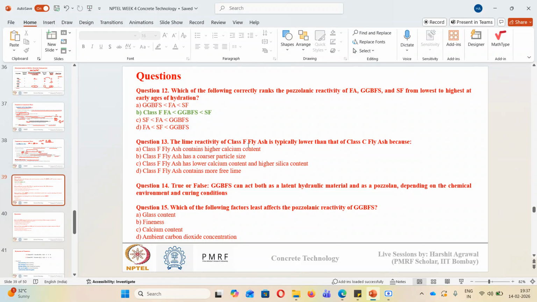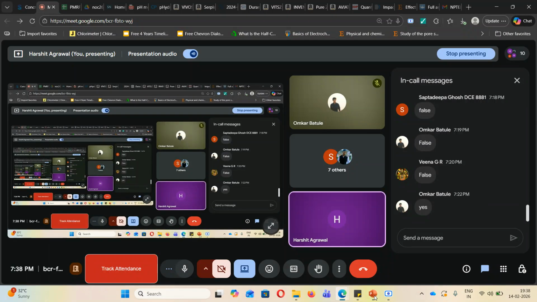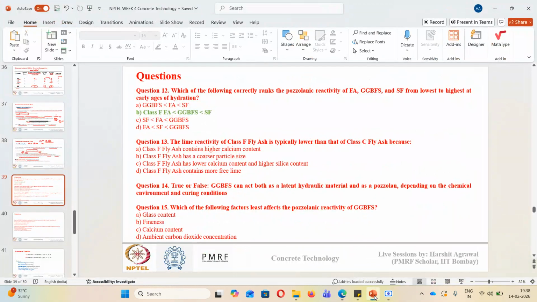The lime reactivity of class F fly ash is typically lower than class C fly ash. Why? So I have a batch of class F fly ash and I have a batch of class C fly ash, and I did lime reactivity testing for it. So it was found that class F fly ash was consuming less lime compared to class C fly ash. Why is that so? Can anyone tell me the answer for question number 13?